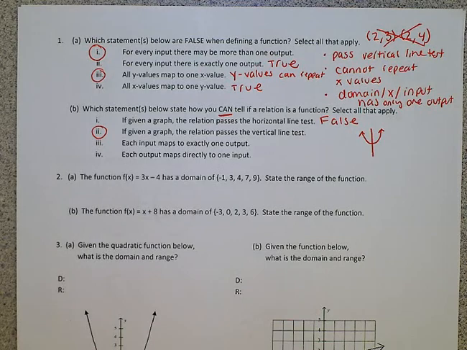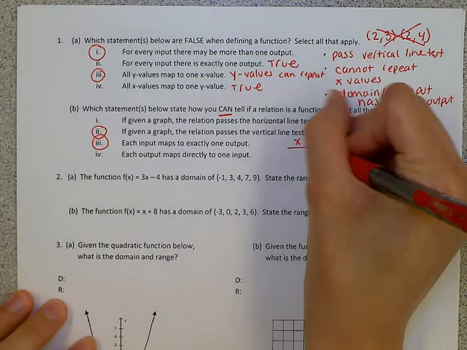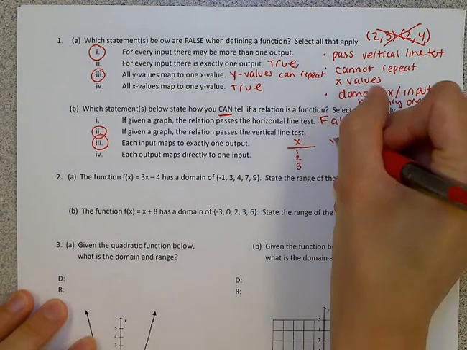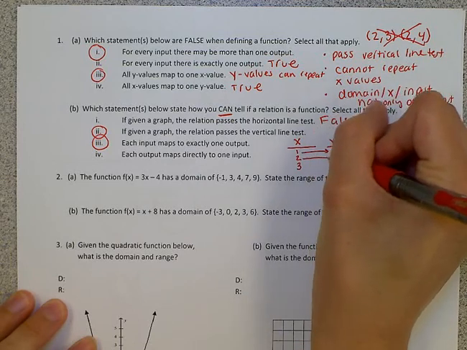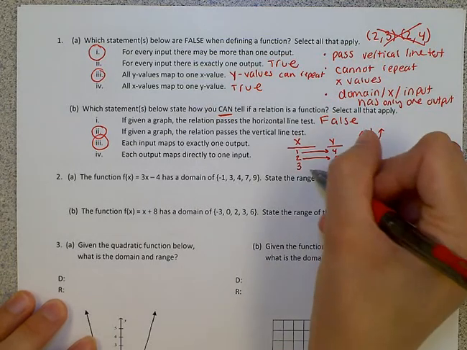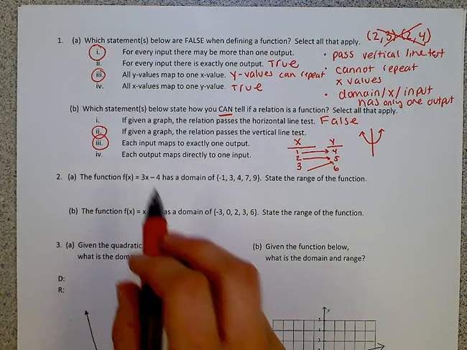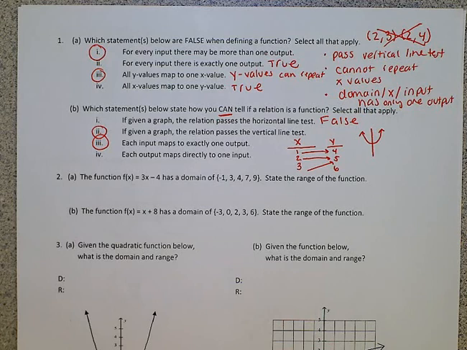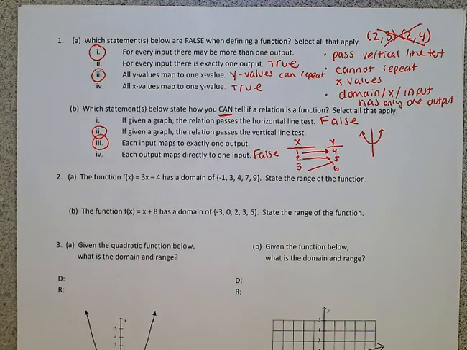Each input maps to exactly one output, that is true. So if you had a list of x values, 1, 2, 3, and y values, 4, 5, 6, they would map to only one. But remember, we can repeat the y value if we wanted to. We could have 3 go to 5. But there's only one x value listed, so that is a function. Each output maps directly to one input does not have to be true. We can repeat the y's, so that one is false. So options 2 and 3 are the correct statements in terms of functions.